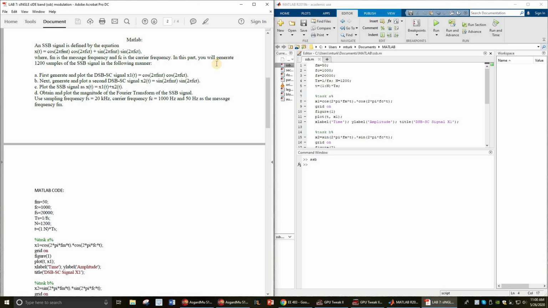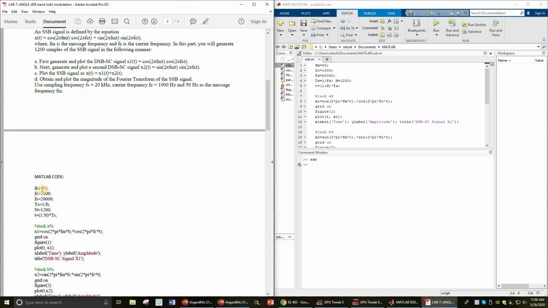So this task asks us to generate 1200 samples. The first task is going to be generating and plotting the double sideband signal x1(t), cosine 2 pi. So this first portion right here, that's going to be for task A. And then we're going to do a second double sideband, which is the second part of the single sideband, which is going to be the sine function.